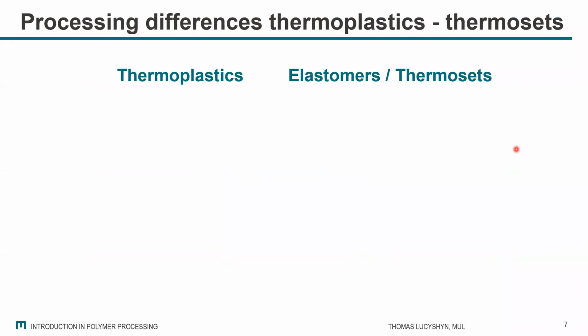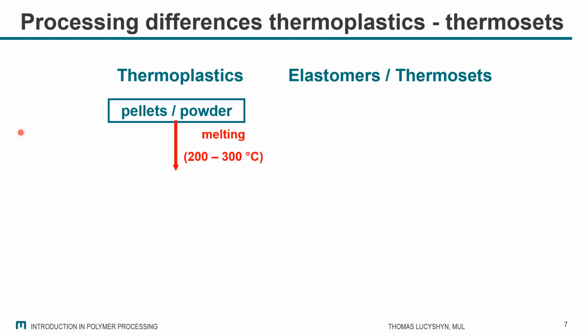So having a look at the different processing paths of thermoplastics and elastomers, we have on the one hand the thermoplastics, typically starting from pellets or powder sometimes. The point is that thermoplastics, as the name says, we have to heat them, to melt them, then they become plastically deformable. So we have to melt them. A typical processing range is in the range of 200 to 300 degrees C for most of the polymers.